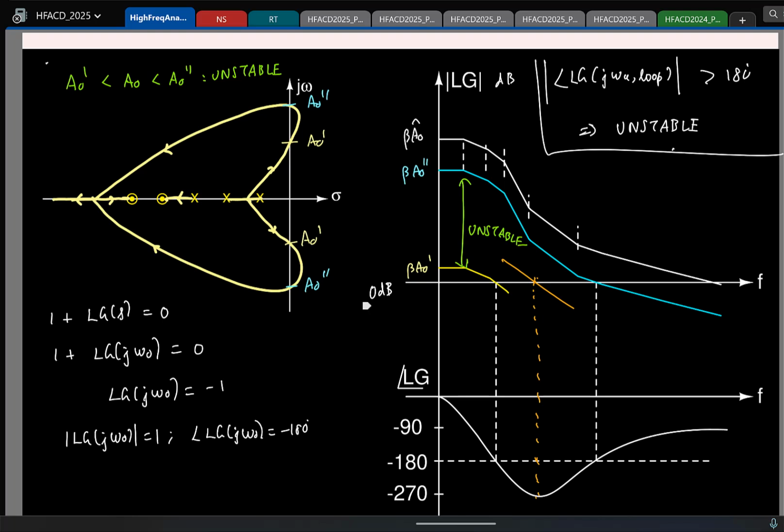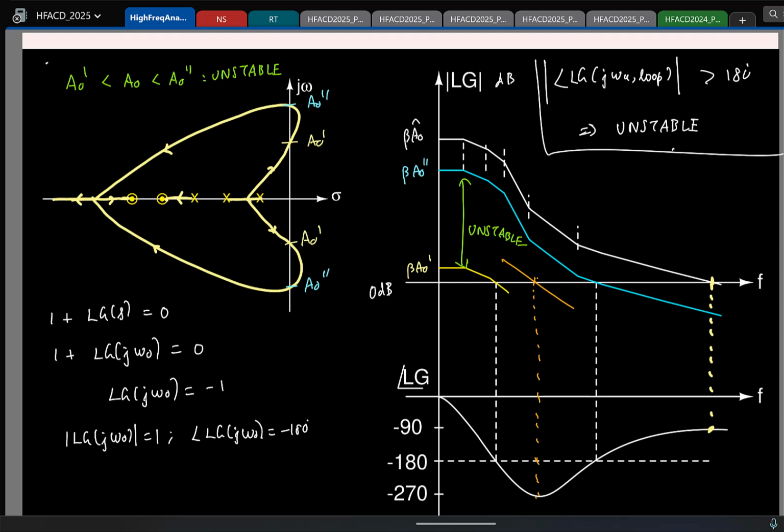Okay. So now let's take this case. This magnitude corresponds to some DC gain a naught hat, and let us say that it crosses unity at this frequency. At this frequency, I look at the phase, and as you see, the absolute value of the phase is definitely less than 180. So this is definitely stable.